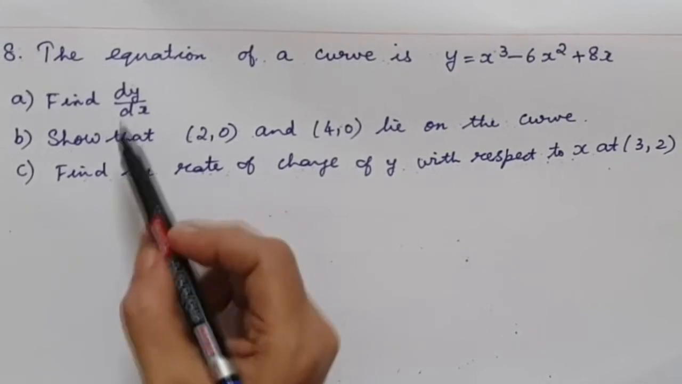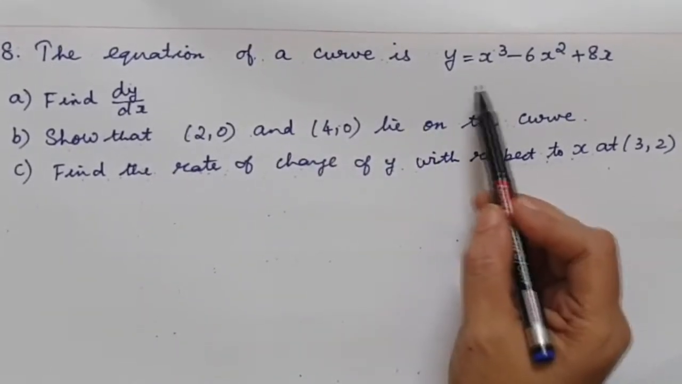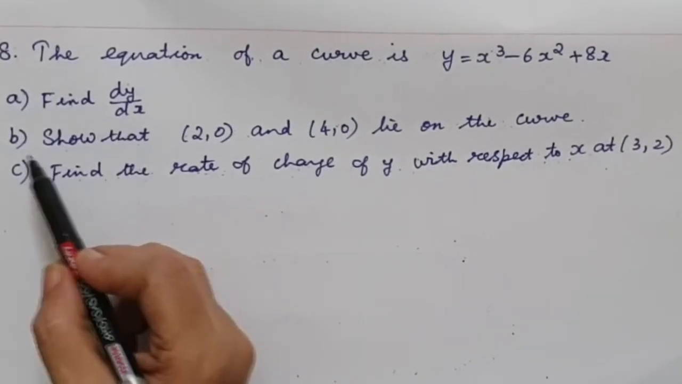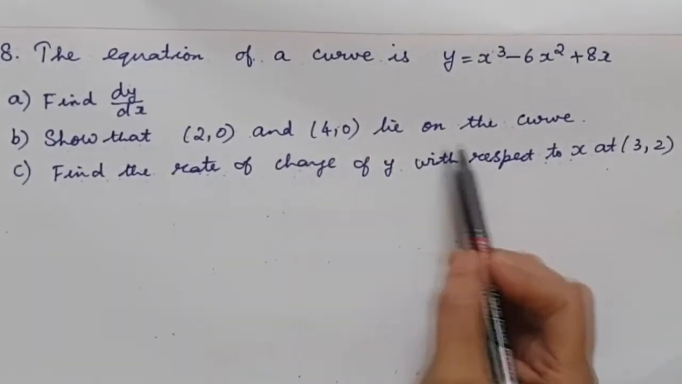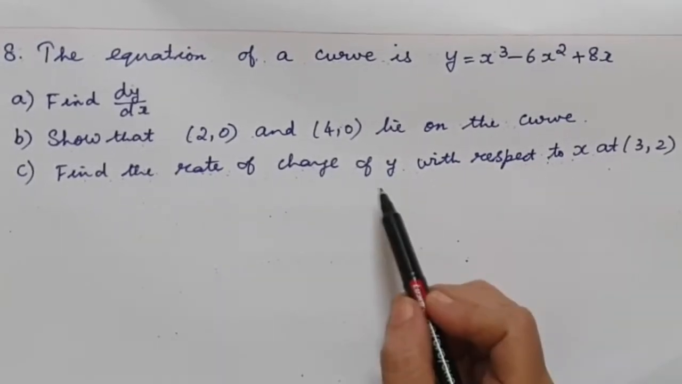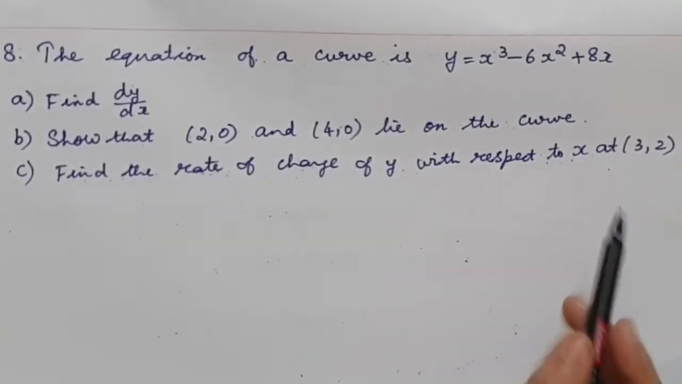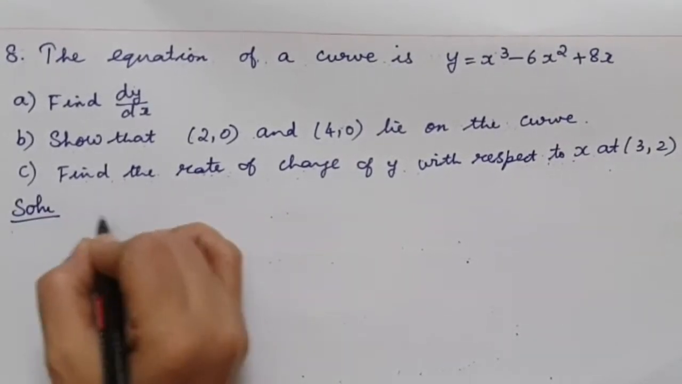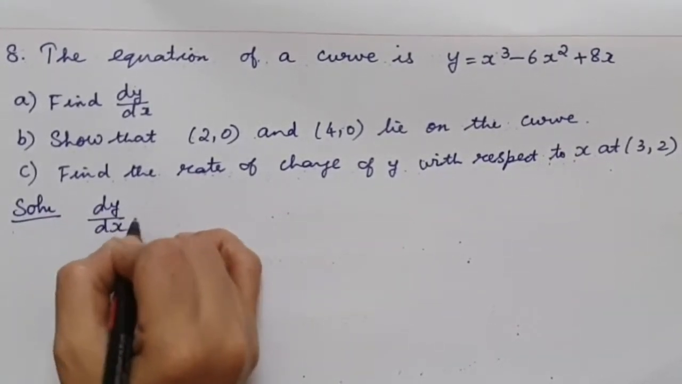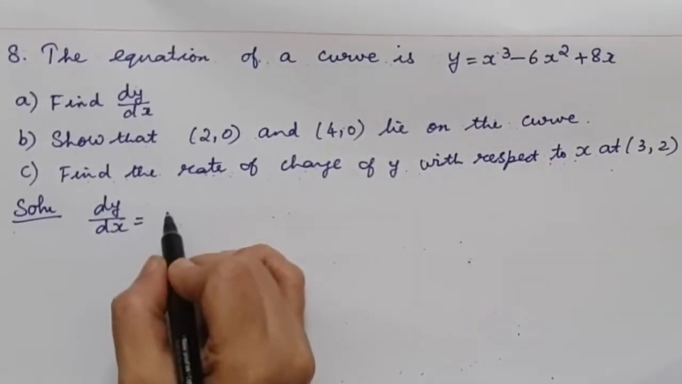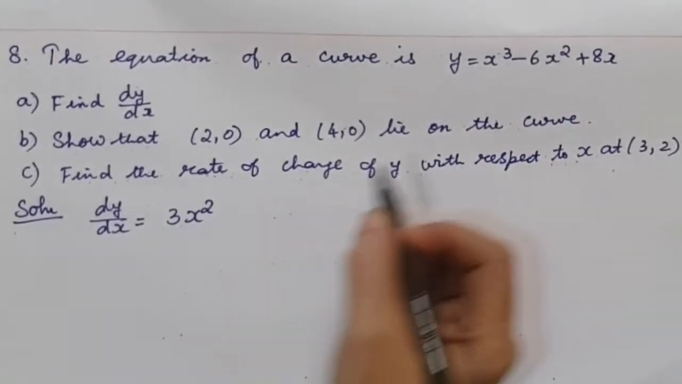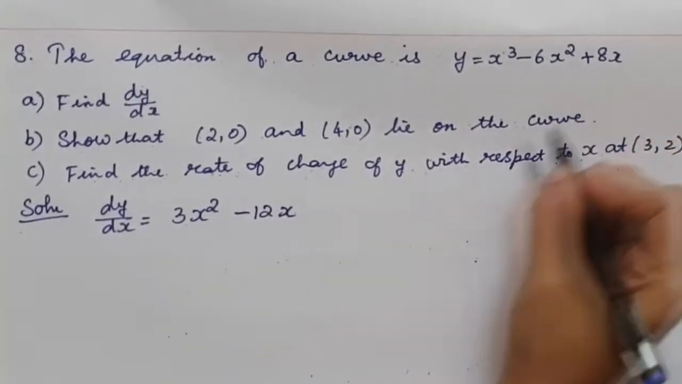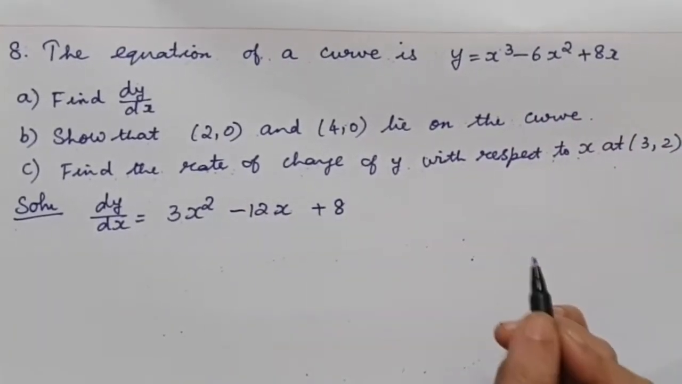Now the eighth question. The equation of a curve is y equal to x cube minus 6x square plus 8x. Find dy over dx. B part, show that 2, 0 and 4, 0 lie on the curve. C, find the rate of change of y with respect to x at 3, 2. So now we need to find our dy over dx. x cube, when we differentiate, is 3x squared. And this one multiplied, so it comes as minus 12x. And this one, when we differentiate, is 8.